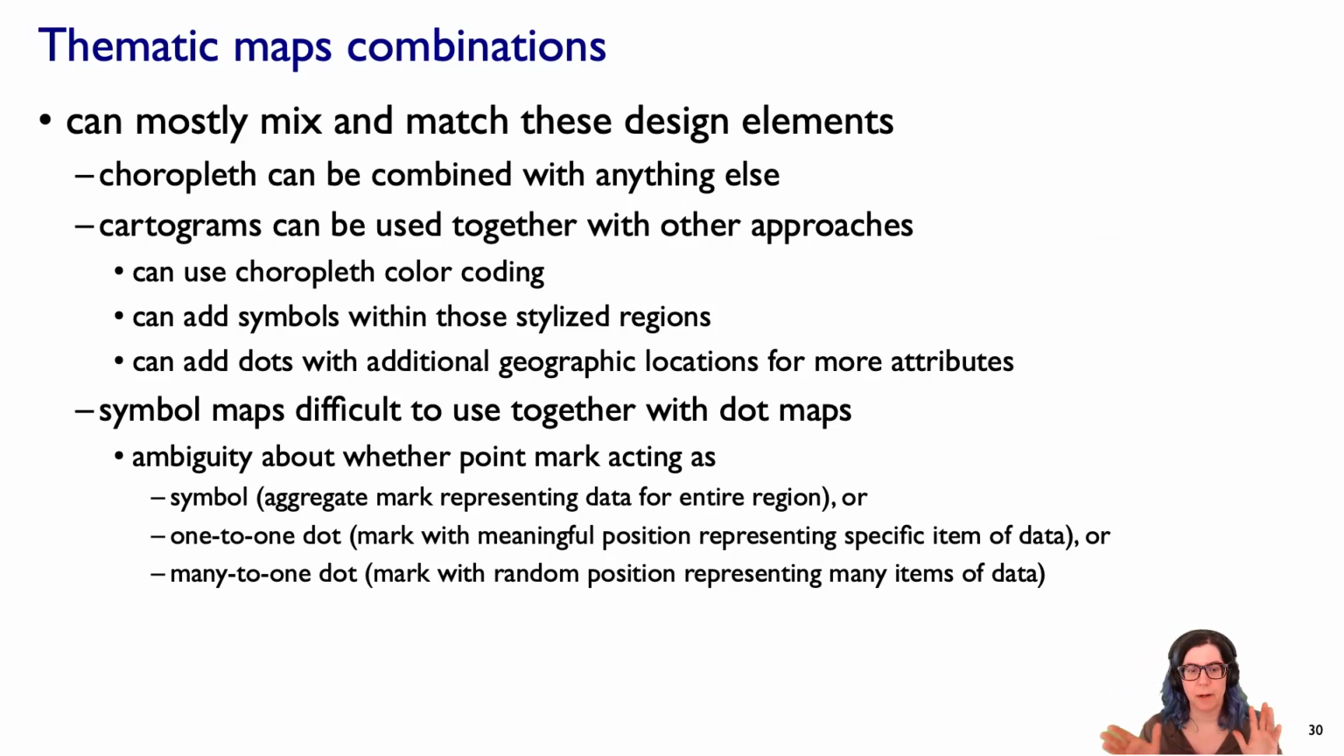Now, typically we don't combine symbol maps and dot maps because that would just be confusing. Would a point mark be interpreted as a symbol, right? That aggregate one for the whole region, or should it be interpreted as a one-to-one dot of a meaningful position representing a very specific item of data, or those many-to-one dots where just the density of the dots represents a quantity? So typically we wouldn't combine those two.